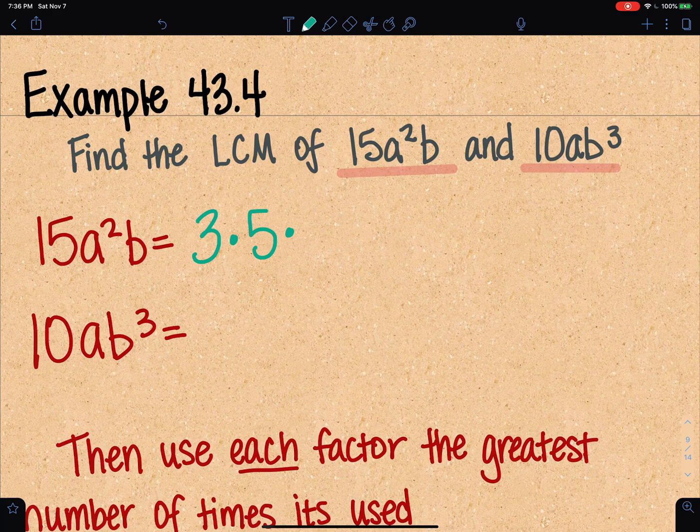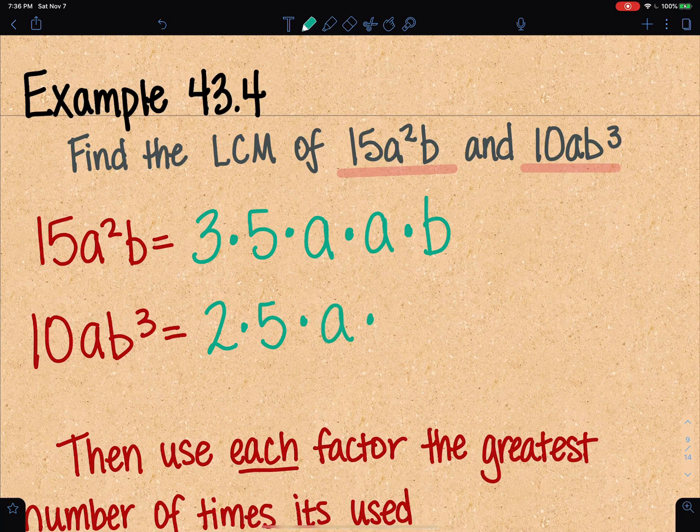Now what about the a? The exponent has to be 1, so a squared is a times a, and then a b. So I'm just breaking it down into the individual factors with an exponent of 1. The next one, 10, if I break that down, it's going to be 2 times 5. Okay, 2 times 5 times a times b cubed. So it's going to be b times b times b.